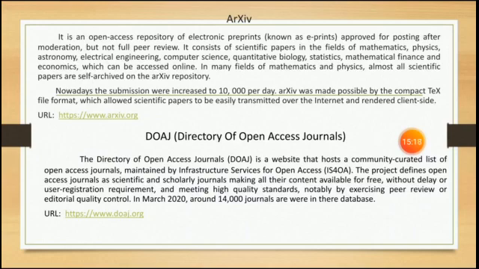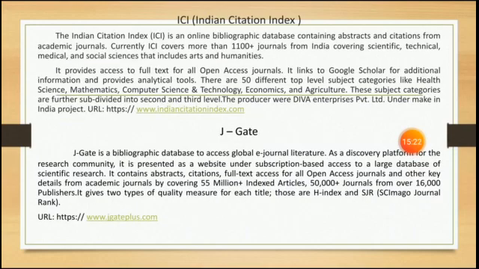In March 2020, around 40,000 journals were in the database of DOAJ. Then from the Indian point of view, we have the Indian Citation Index, which is an online bibliographic database containing abstracts and citations from academic journals. Currently, it covers more than 11,000 journals from India, covering scientific, technical, medical, and social science. Also includes the arts and humanities.